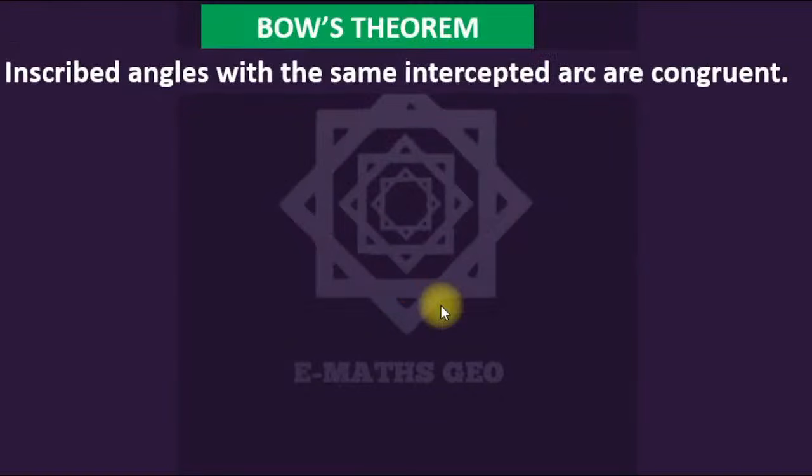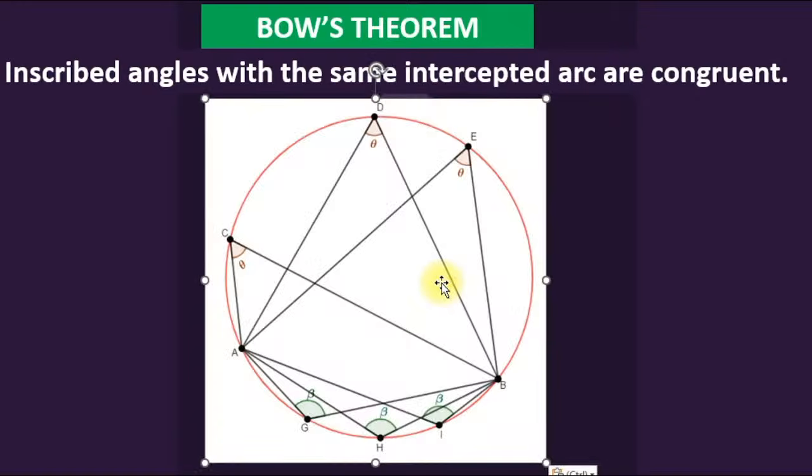The next theorem is Boyle's theorem. Boyle's theorem states that inscribed angles with the same intercepted arc are congruent. So let's draw a diagram. As you can see, let's see inscribed angle ACB. So the intercepted arc, look at intercepted arc AB. Are you seeing it? That's this arc, A to B. So that's what we call intercepted arc.